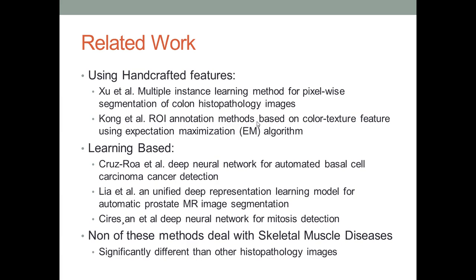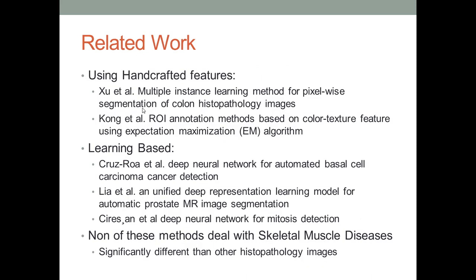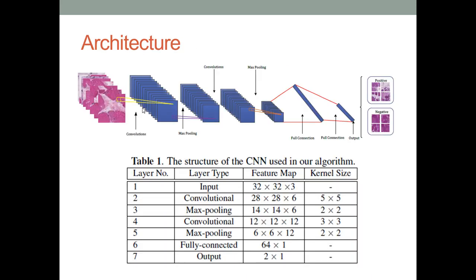But none of this work particularly deals with skeletal muscle disease, and it is significantly different from other histopathological images. One of the major challenges, as you can see in this image, is that much of the perimysium region is more or less similar to the other extracellular matrix parts of the skeletal muscle, in particular the endomysium region of the muscle cells. So this is pretty challenging work to be done by an automated algorithm.